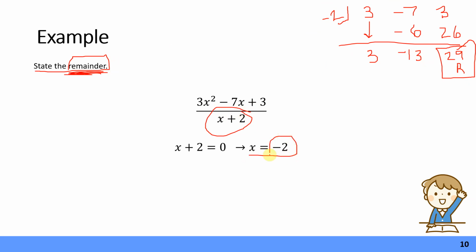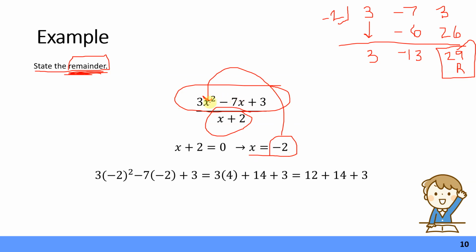And then look at this. What we do is that we take that -2 and replace it back into the original problem. But again, we're just going to look at the numerator. So I'm going to have 3x squared, but instead of x, I'm going to put the -2. Minus 7 times, instead of x, -2, plus 3. So I substitute it.